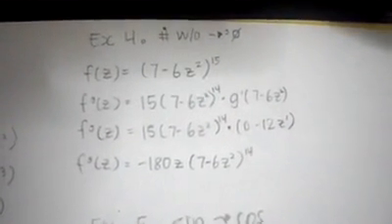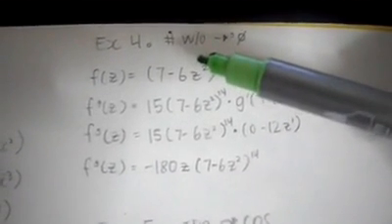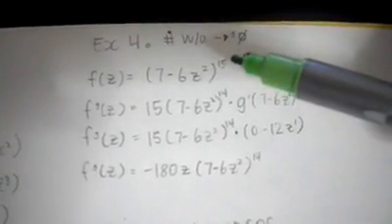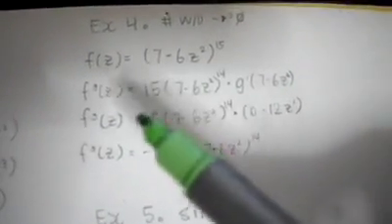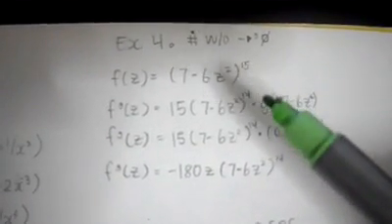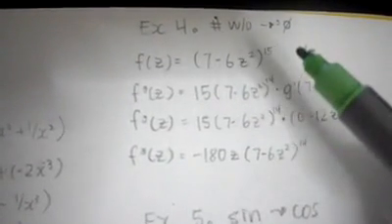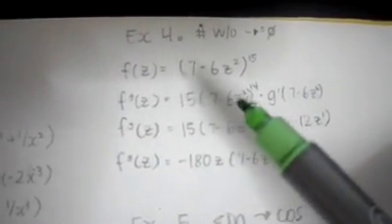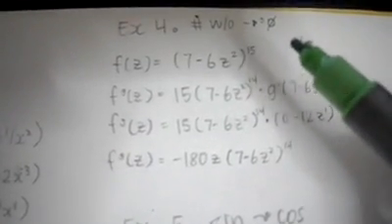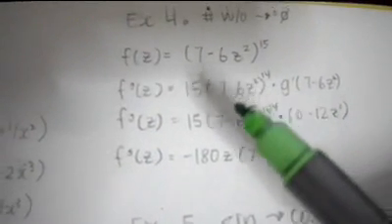This is an easy example of the chain rule that uses the function of a number without any exponent, and therefore its derivative equals 0. The function f of z is given by the equation 7 minus 6z squared to the power of 15. Its derivative is 15 times 1 times 7 minus 6z squared to the power of 14, since it's 15 minus 1, times the derivative of the inside function, 7 minus 6z squared.